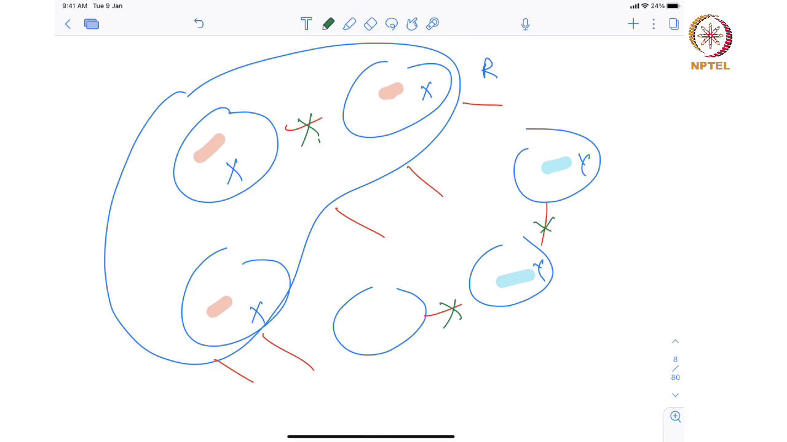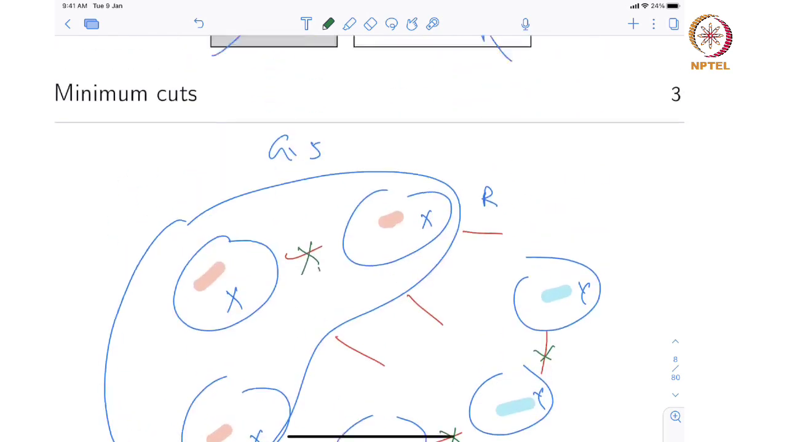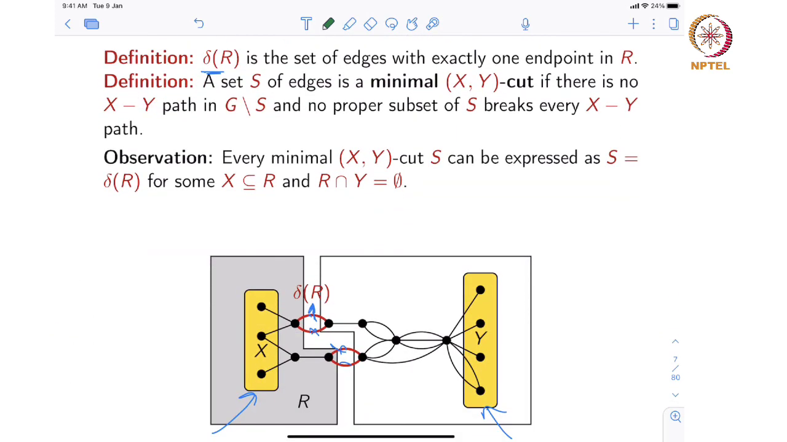which implies that whenever you have a minimal cut, you can find a set R such that all the vertices of X are in R and the vertices of Y are in the complement, and the set of edges which you are looking for is the set of edges in the boundary of R. Okay, so you can prove this. I just gave you a small hint how to go about proving this observation. So every minimal XY cut can be expressed as the set of edges emanating out of some R that contains X completely and is disjoint from Y.